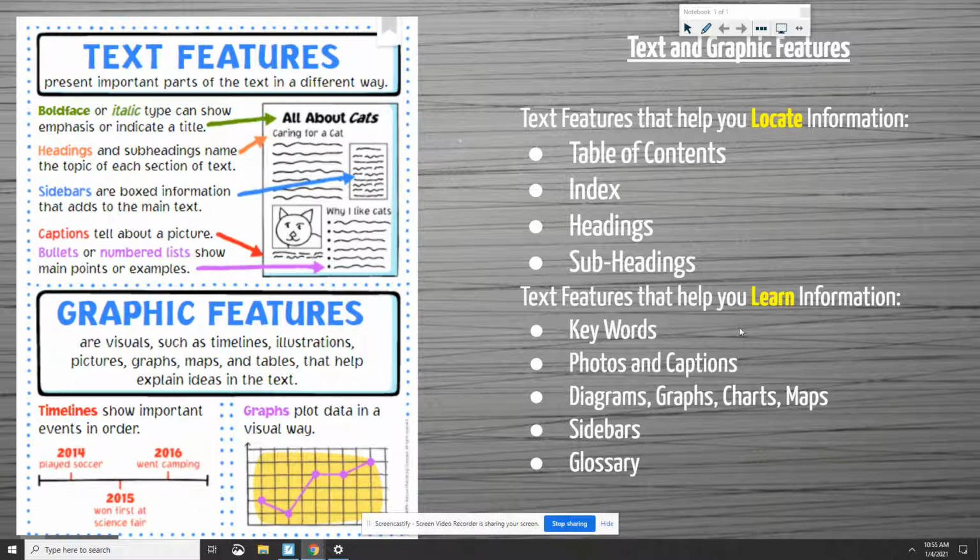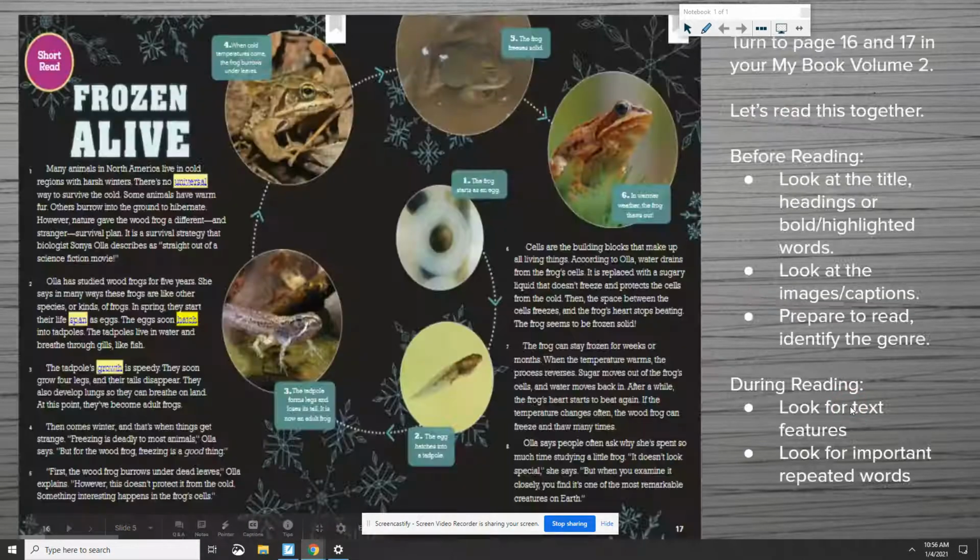Headings and subheadings. So we're looking at this piece right here, caring for cats is going to be a heading or a subheading. And then text features that help you learn information, those are going to be the keywords, the photographs and captions, diagrams, graphs, charts, maps, sidebars, and glossary. So most of these down here are going to be the learning piece. You're going to be learning from these things down here.